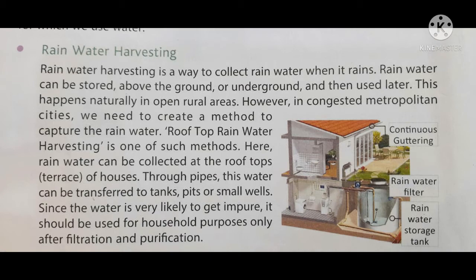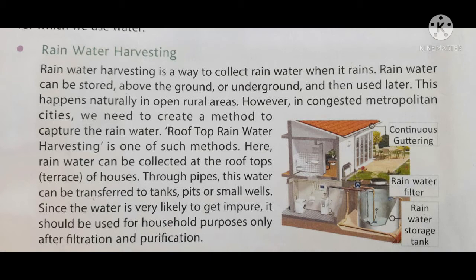Here, water can be stored at the rooftops. Rainwater can be collected at the rooftops, terrace of houses. Through pipes, this water can be transferred to tanks, pits, or small wells. Since the water is very likely to get impure, it should be used for household purposes only after filtration and purification. So rainwater harvesting is a way to collect rainwater when it rains.